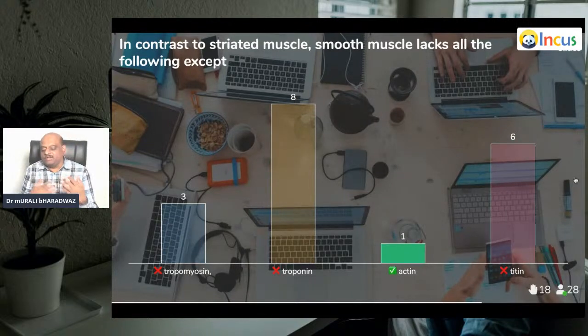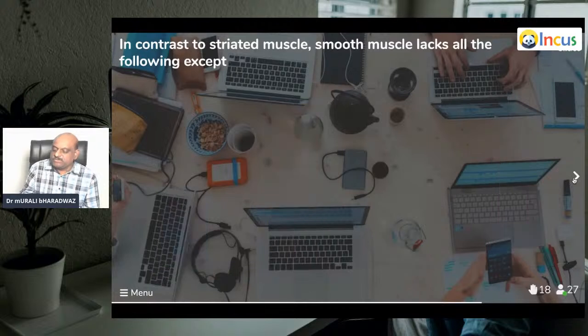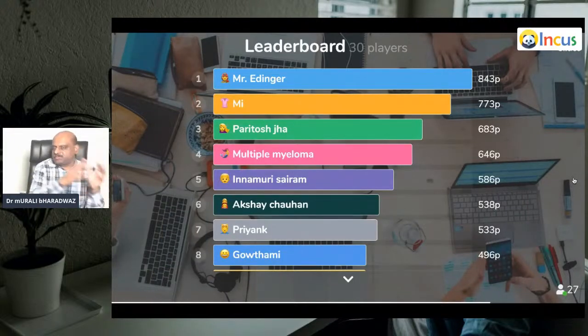Beautiful, beautiful. Very, very beautiful. Tropomyosin, troponin, titin, they're all absent in smooth muscle. Actin is there in both of them. Right? So once more, smooth muscle, skeletal muscle contraction, doctor.